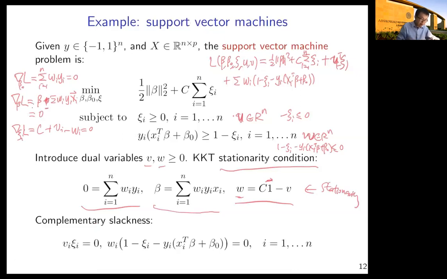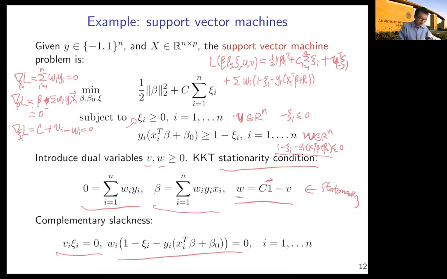Then by complementary slackness, since both of these sets of constraints are inequalities, not equalities, we can now use complementary slackness. The one associated with this set of constraints is v_i psi_i equals 0. And the other set is w_i multiplied with everything here equals 0. So this gives us the set of KKT conditions.